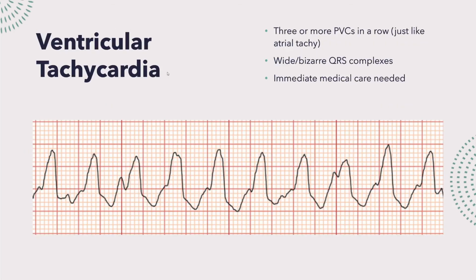Just like atrial tachycardia, ventricular tachycardia is three or more PVCs in a row. In this case, pretty much this whole six-second strip is PVCs. So you're seeing these really irregular, kind of sawtooth ventricular depolarizations. This requires immediate medical care if you see something like this on an ECG. It's an emergency.